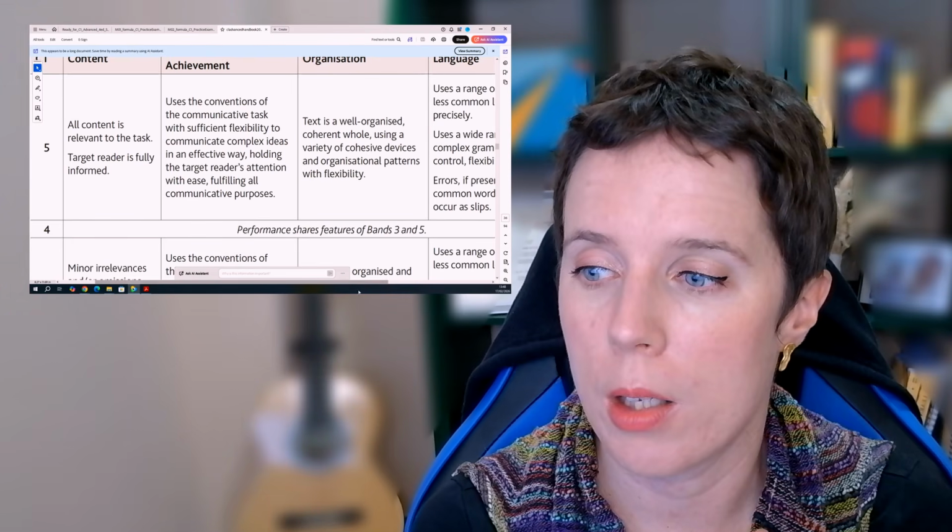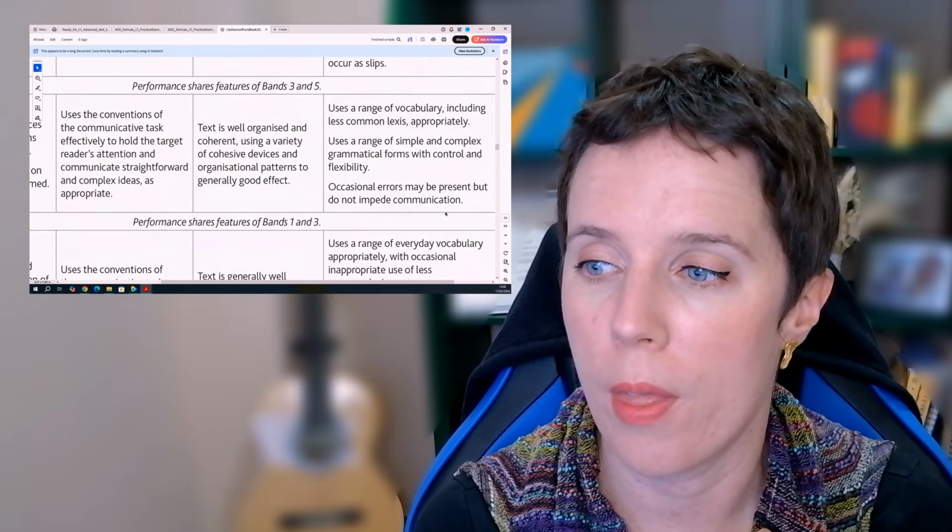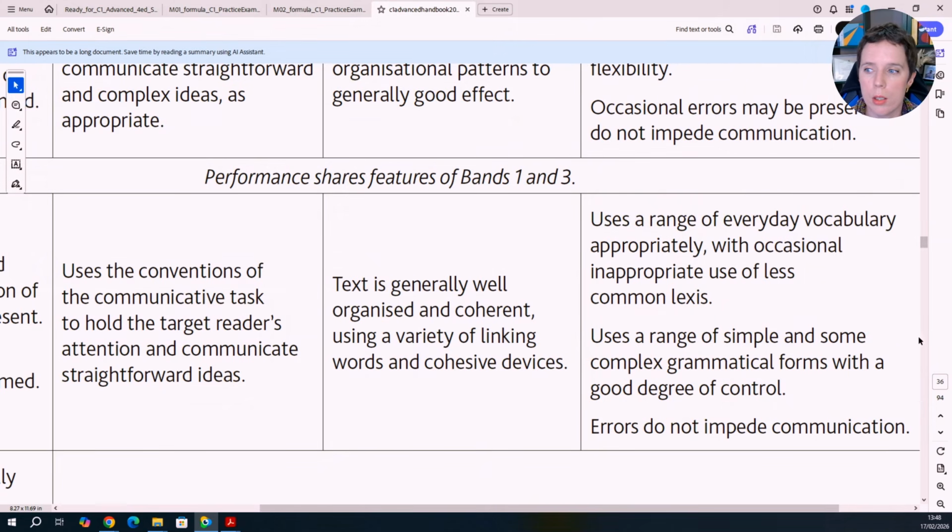Right? And finally, our language mark, if we move on there. Band 1: the candidate uses a range of everyday vocabulary with occasional inappropriate uses of less common lexis. They use a range of simple and complex grammatical forms with a good degree of control. Errors do not impede communication.